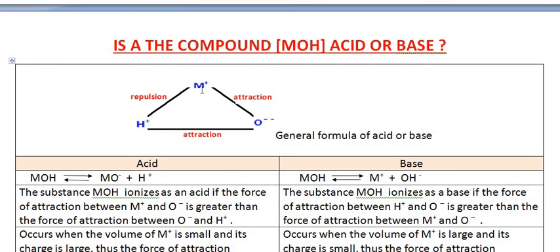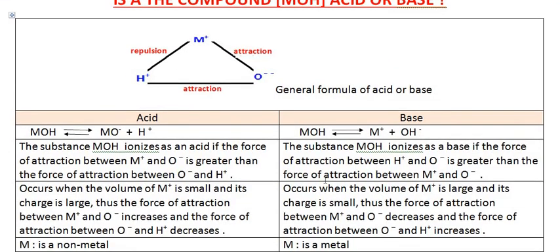So if M is a metal, metal is characterized by having a large atomic radius. The large atomic radius means this attraction is weak, but this attraction is greater. So OH will be together and M will be alone, and in this case the substance MOH will be ionized as M plus and OH minus.